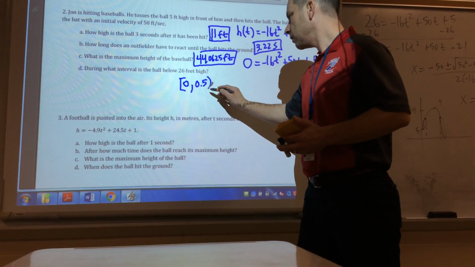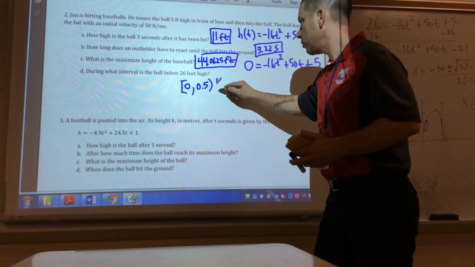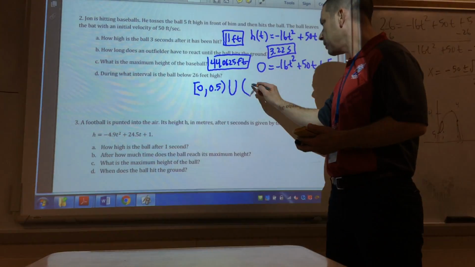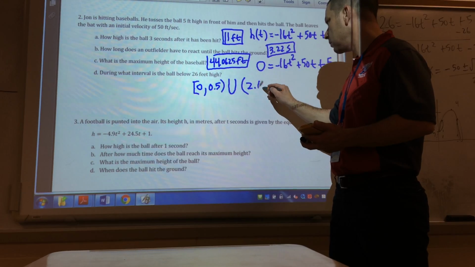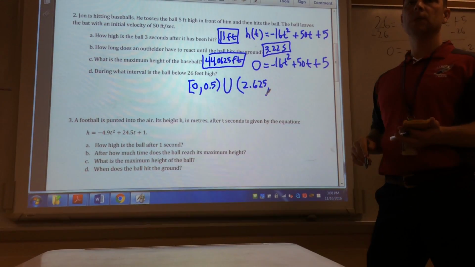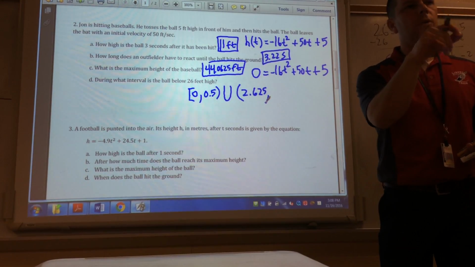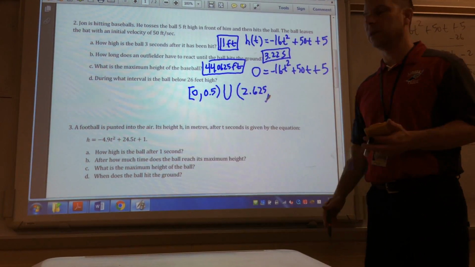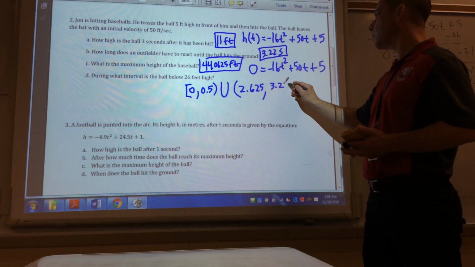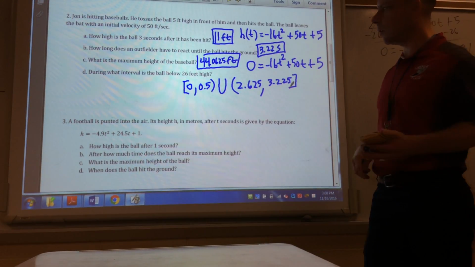And then from a time of 2.625. And what we usually do is use a capital U for union. Then when does it go back below? 2.625. Now what would be the upper end of this region? Infinity. Well, true infinity, but we're going to talk about it in the real world context of this problem. When did it hit the ground? 3.22. Okay, there we go.